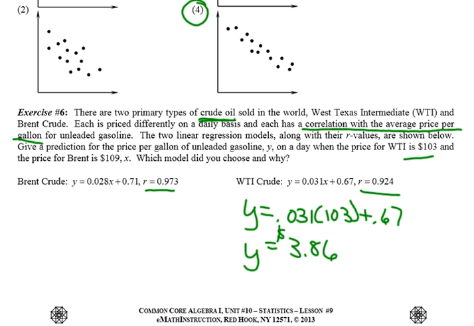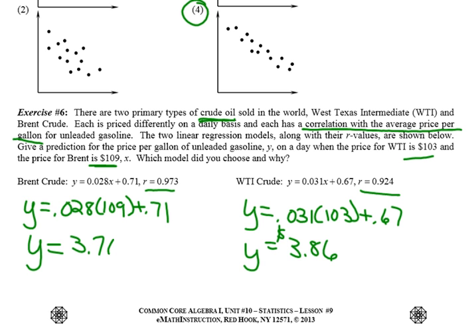For the Brent crude, they want us to put in 109. So we're going to have 0.028 times 109 plus 0.71. And that's going to give me $3.76 per gallon. They want to know which model you would choose, and it's not necessarily about which one is giving you the lower price, although this one certainly does give you a lower price, even though the price of crude oil is higher.